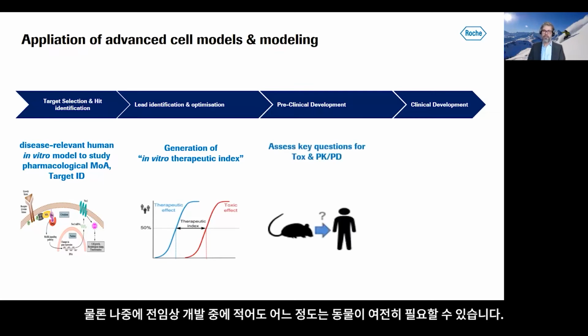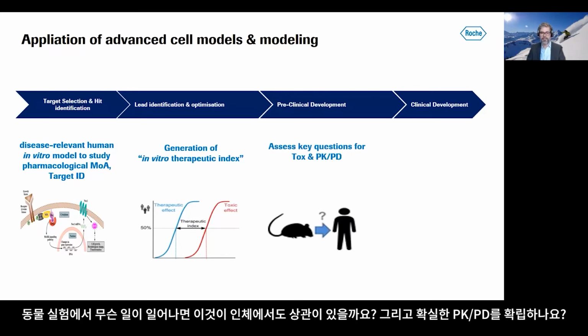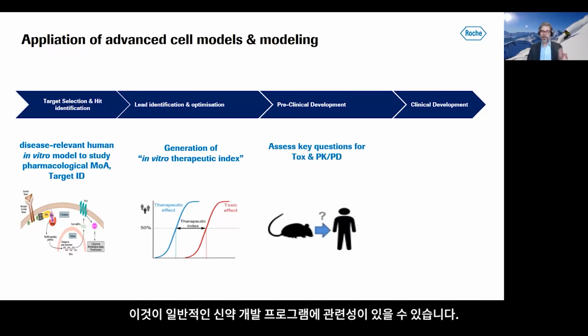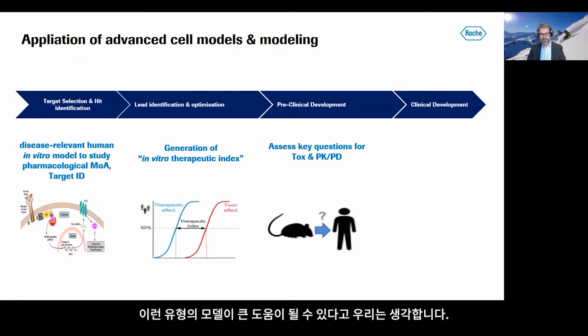Of course, later on during preclinical development, where there still will be animals needed, at least to some extent, we think those models can support those animal tests to address key questions for toxicity, if there's something happening in an animal test, is it human relevant, and also to establish a solid PK/PD. This can be relevant for normal drug development programs, but for example for pediatric drug development, where you cannot easily test that in animals, we think these types of models can be of real help.